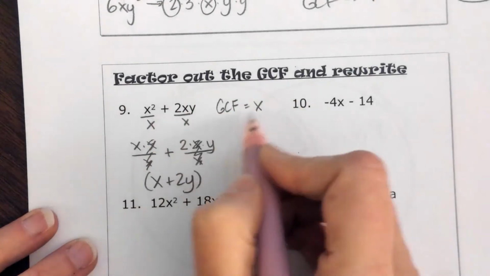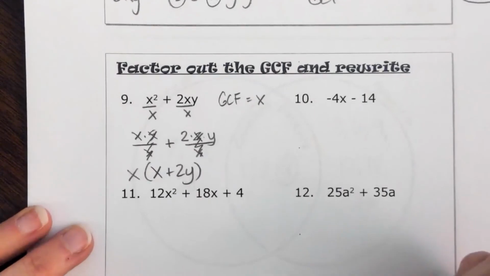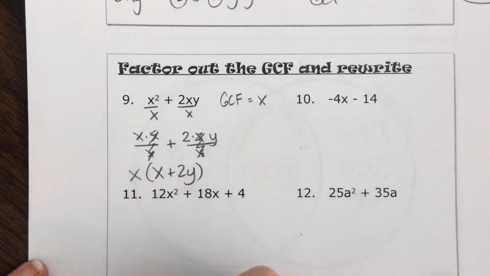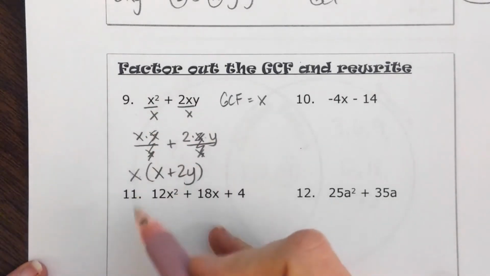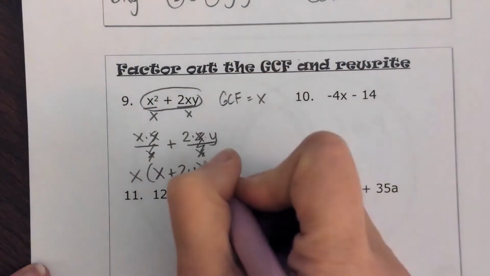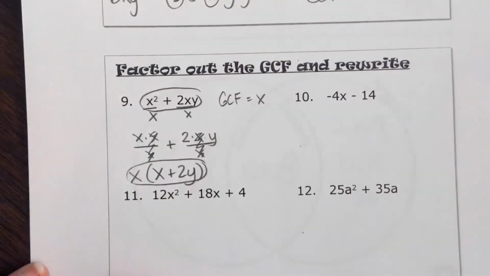But originally this was one of my factors. So basically what I'm doing is, when they started this problem out, they distributed an x. We're undistributing that x. By dividing everything by x, we're undistributing that x. So x squared plus 2xy is equivalent to x times x plus 2y.